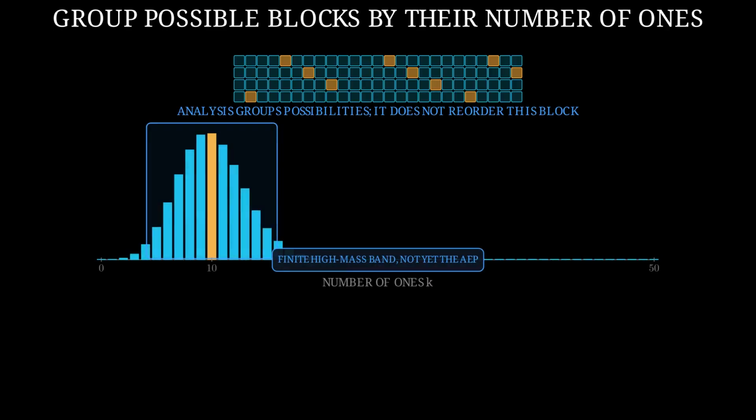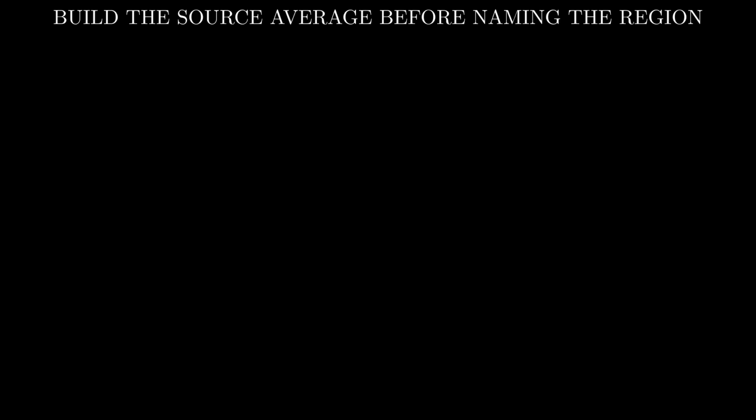The useful region also includes nearby compositions, and its clean size law appears only as the block grows. Before naming the high probability region, price one source output. We use the negative base 2 logarithm of an outcome's probability as its ideal surprise bill. A 0 has probability 9/10, so its bill is about 0.152 bits.